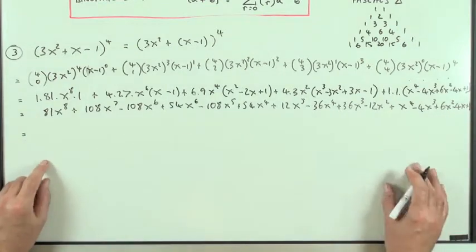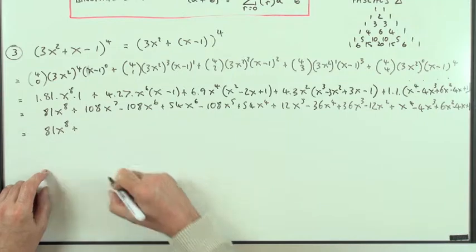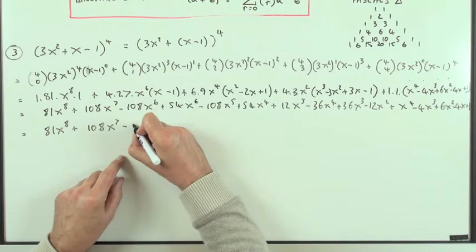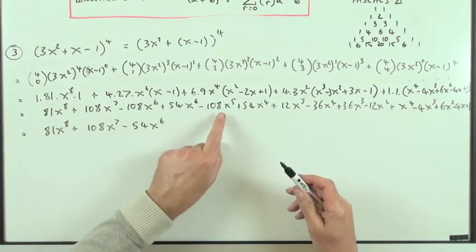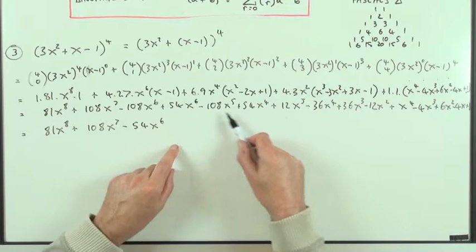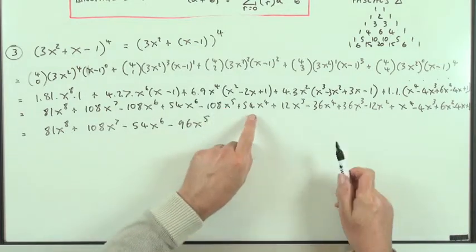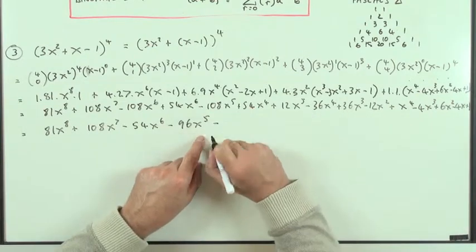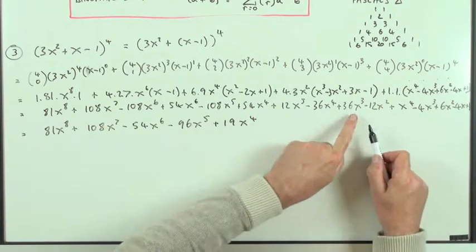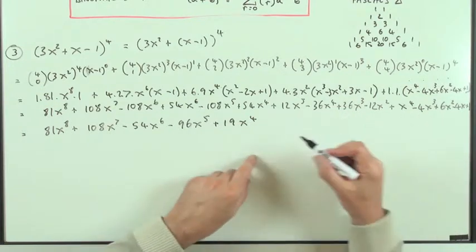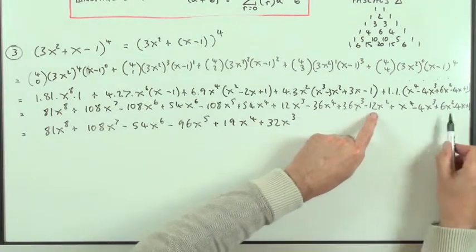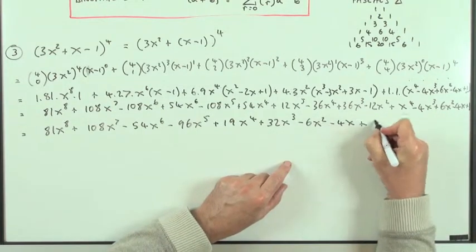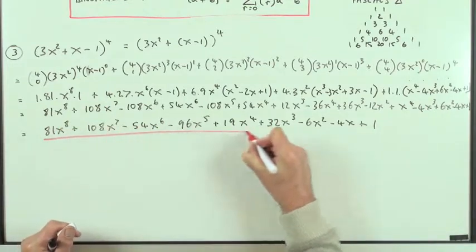So what's that then? So that's 81x to the 8 plus there's only 1 x to the 7, 108x to the 7. Now there's 2 x to the 6's, that'll be minus 54x to the 6. X to the 5's, there's 2 of them, 108 and the 12, that'll be minus 96x to the 5. There's 3 x to the 4's, 55, and then take away 36, that'll be 19x to the 4. X cubed is a couple of them, that'll be 32x cubed. X squared is a couple of them, that's minus 6x squared. And then minus the 4x plus the 1. And there's that one done.